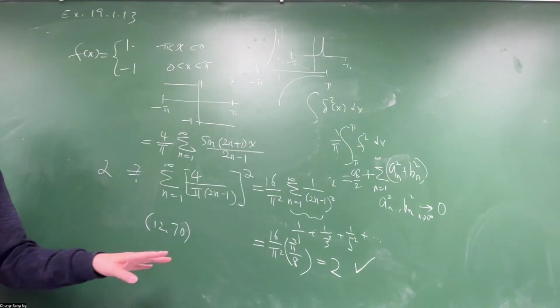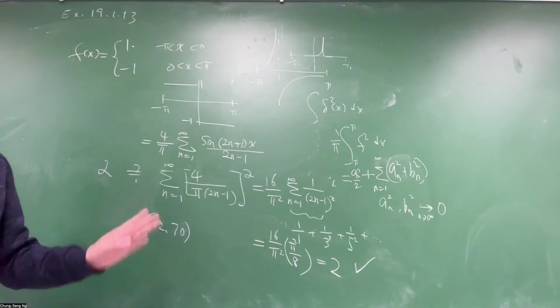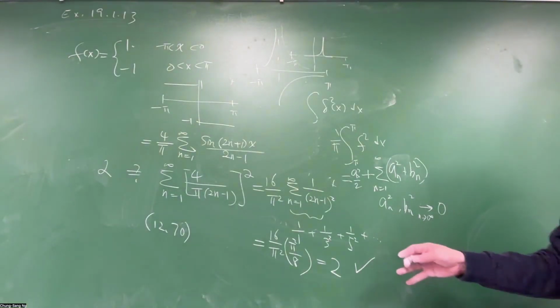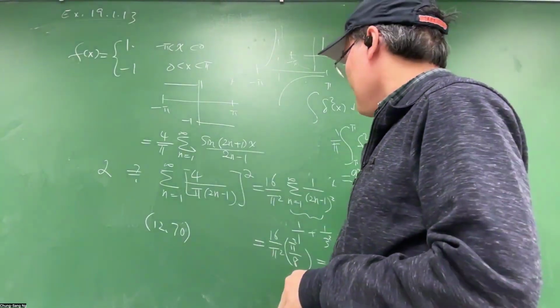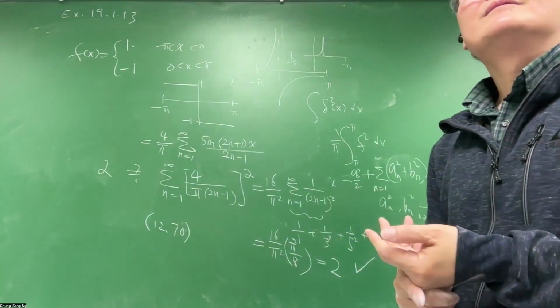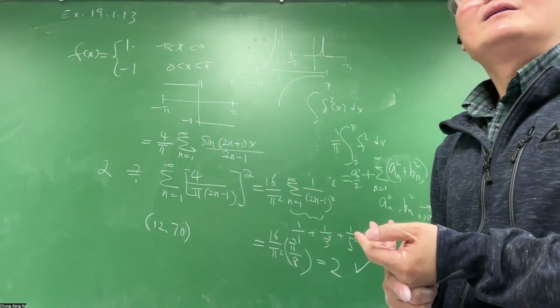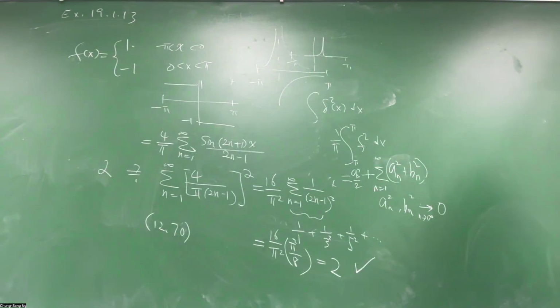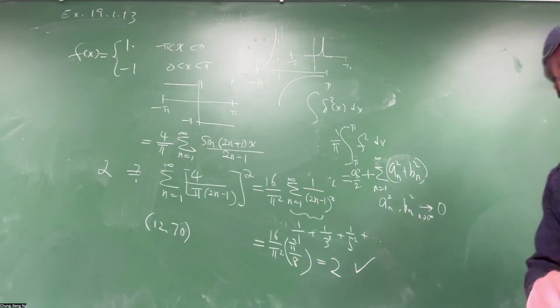Okay, so that is just a check. It's just an example of how you use the Parseval identity.